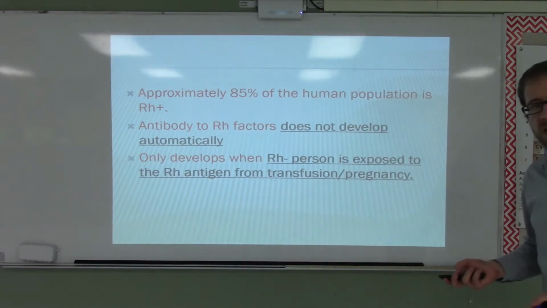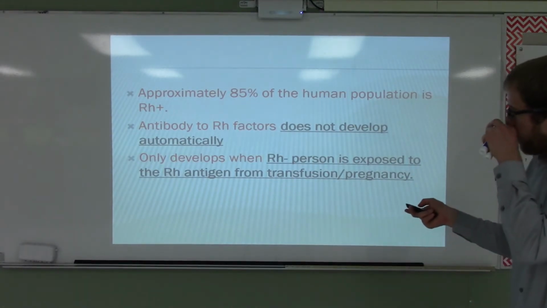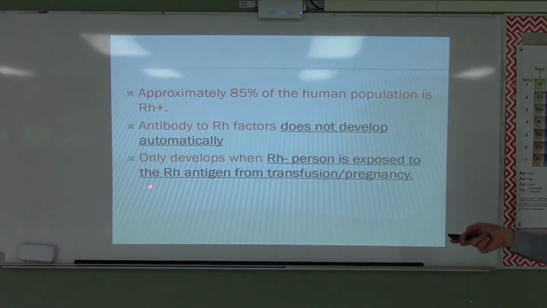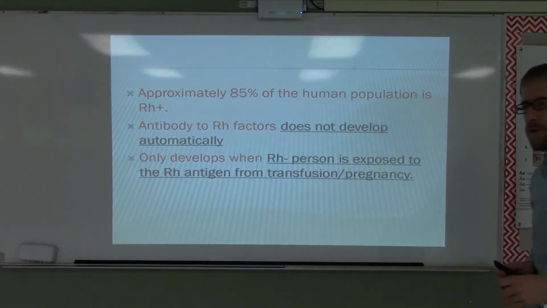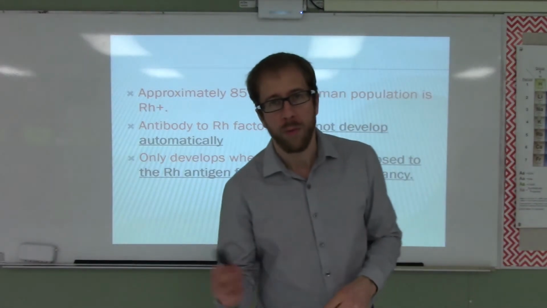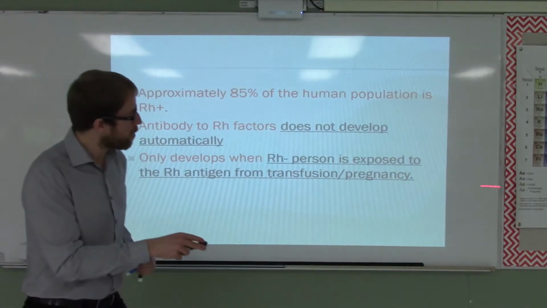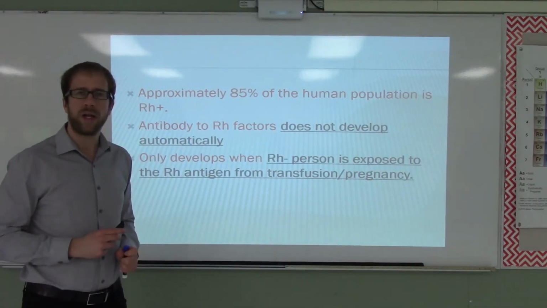And the only way we see Rh incompatibility is when an Rh negative person is exposed to the Rh antigen through either transfusion or pregnancy. And that other one there, pregnancy, is one that we're going to explore in quite a bit more detail.